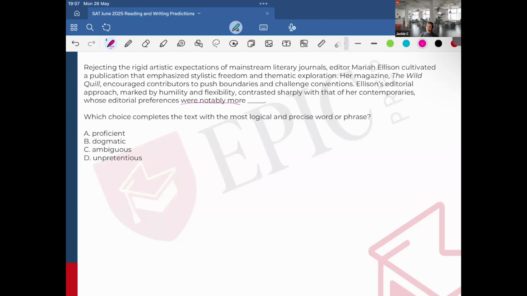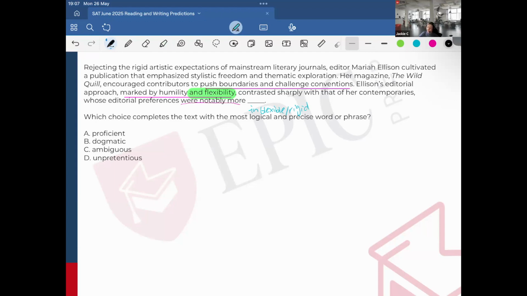Okay, so we see there's a contrast happening. They were pushing boundaries and challenging conventions, and it was marked with humility and flexibility. Really key here: flexibility. So this contrasts sharply with her contemporaries, who were notably maybe less flexible or inflexible, maybe very rigid.